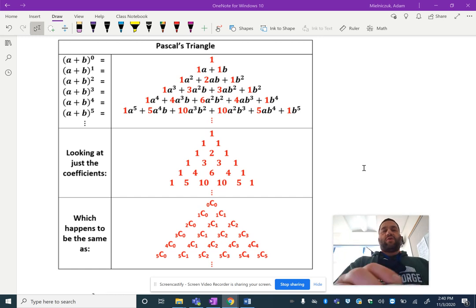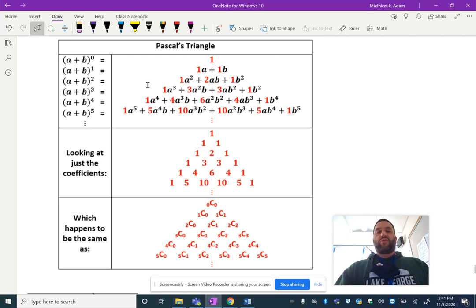All right, so let's tie this all together, okay? So at the beginning of this, we expanded a plus b to the 0 power, a plus b to the first, a plus b to the second, the third, and so on. And what you can see is the patterns that we have right here. We started with 1, and then we had 1a plus 1b. We had 1a squared plus 2ab plus b squared, and so on.